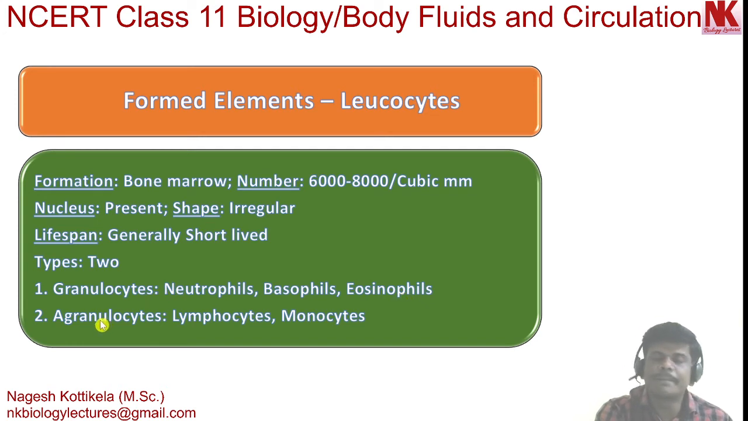And the second type of leukocytes are agranulocytes. Granules are absent in the cytoplasm. Then they are agranulocytes. There are two types: lymphocytes and monocytes. Let's discuss the functions of these 5 different types of leukocytes.